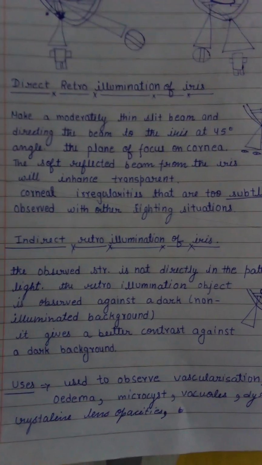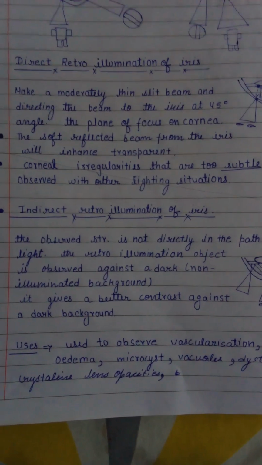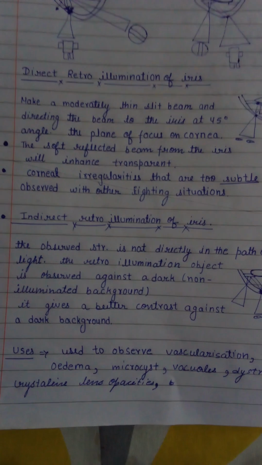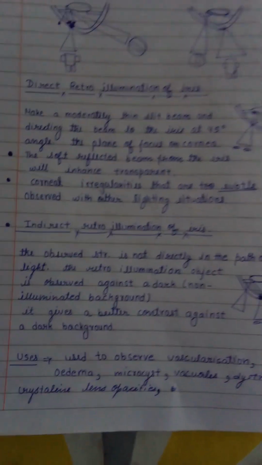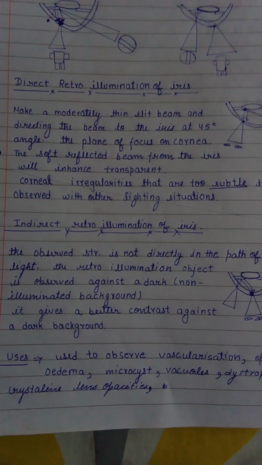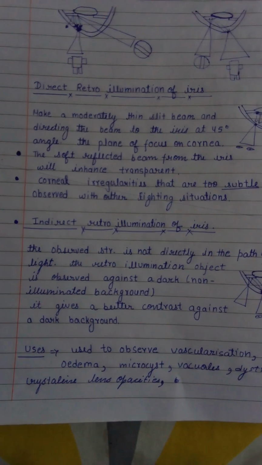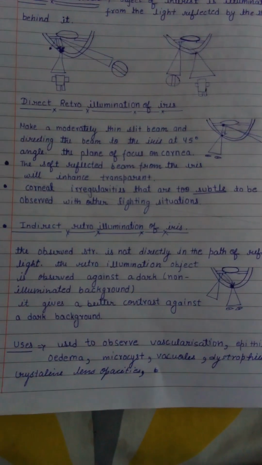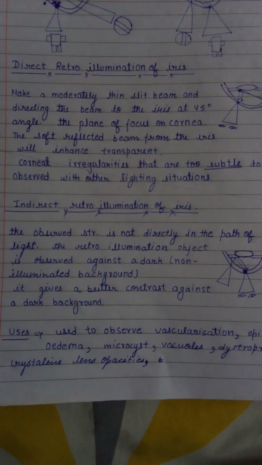So how can we obtain direct retroillumination? This is the method I have mentioned: make a moderately thin slit beam and direct it to the iris at a 45-degree angle, with the plane of focus on the cornea. The soft reflected beam from the iris will enhance transparent corneal irregularities that are too subtle to be observed with other lighting situations.